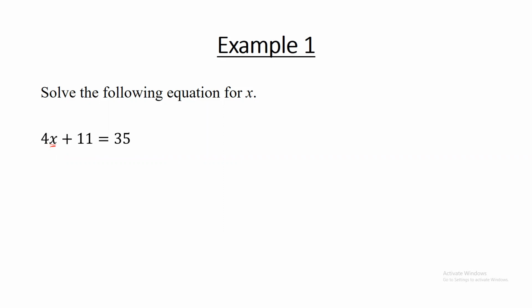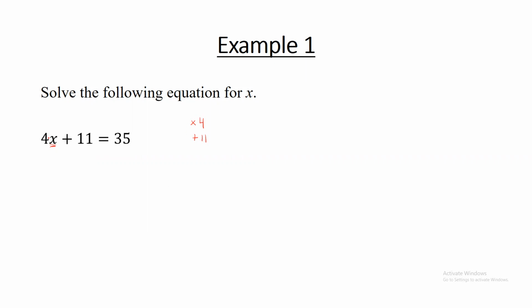Now here, notice there are two things going on. First, x is being multiplied by 4, right? Second, 11 is being added to x. So we have to undo two things, the multiplication by 4 and the addition of 11. And of course, the way that we would undo addition is by subtraction. The way that we would undo multiplication is by division.